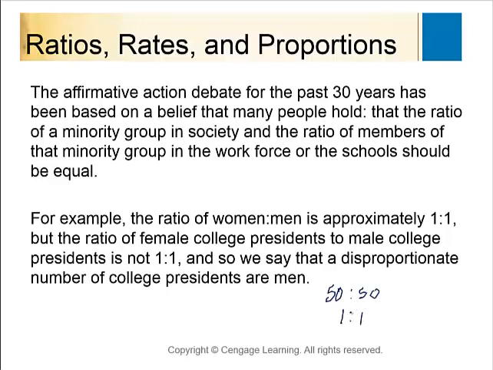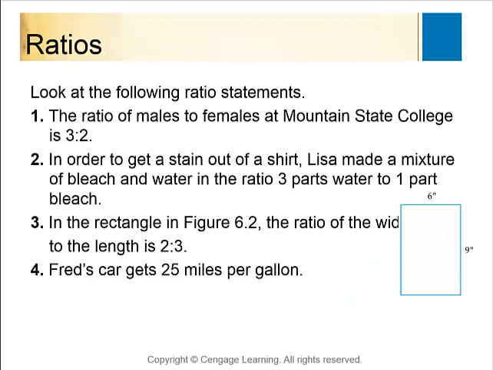So we do reduce it like we do a fraction, but it doesn't mean exactly the same thing, because it doesn't mean 1/1, as a fraction would in a sense. If we look at the ratio of males to females at a certain college, so for every 3 males there's 2 females. What that means is out of 5 people, 3 of them would be males and 2 of them would be females. So that fraction would look like this if you wanted to write an equivalent fraction.